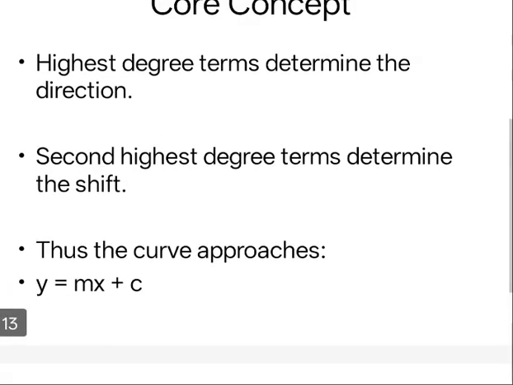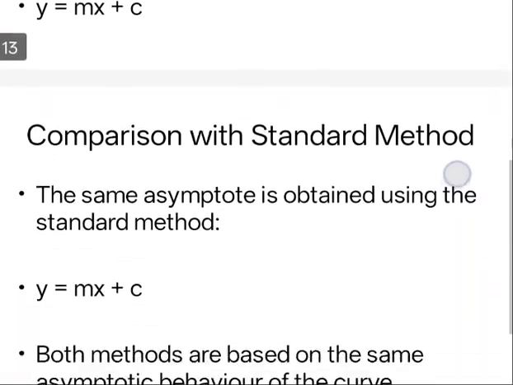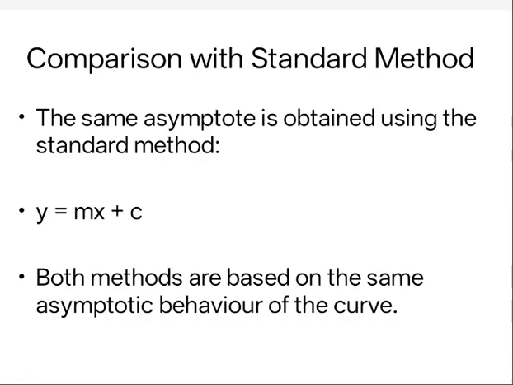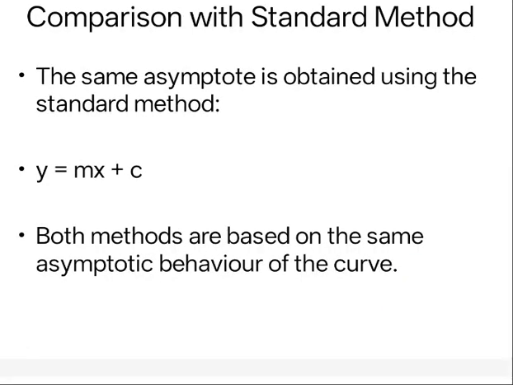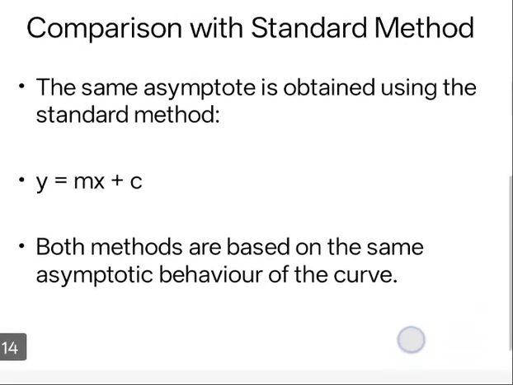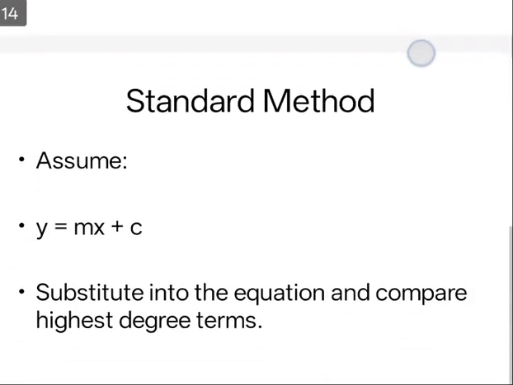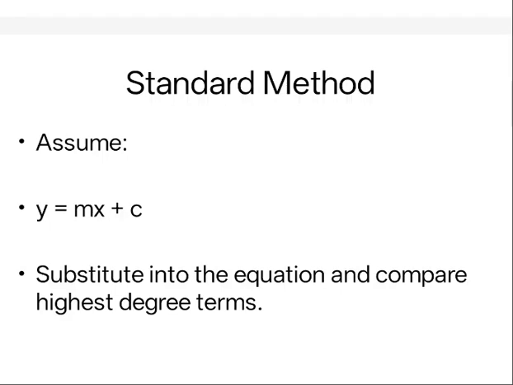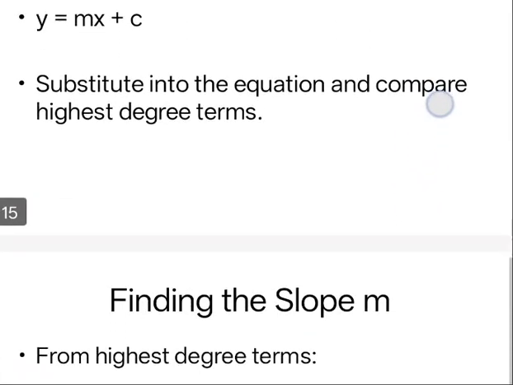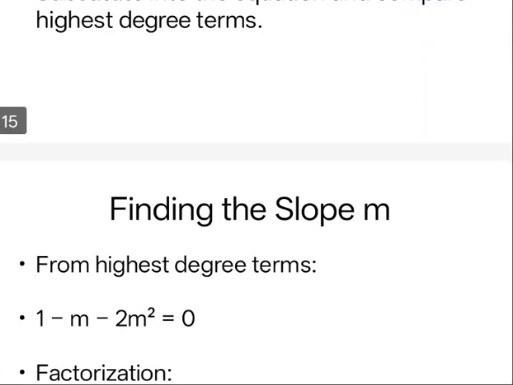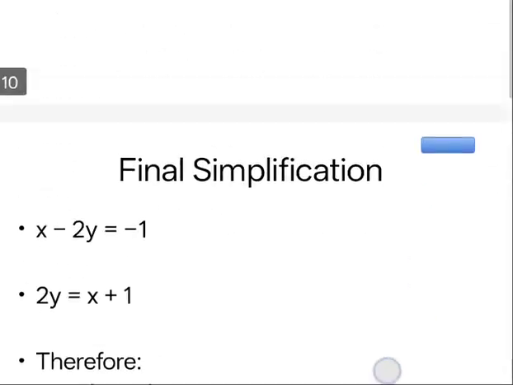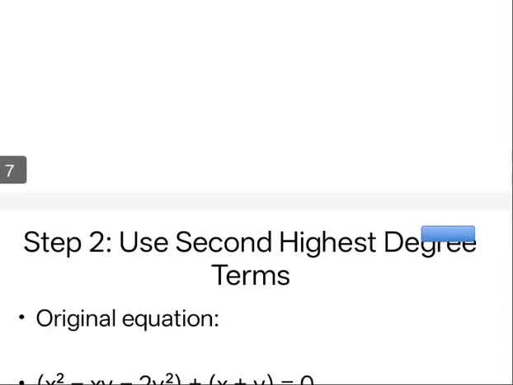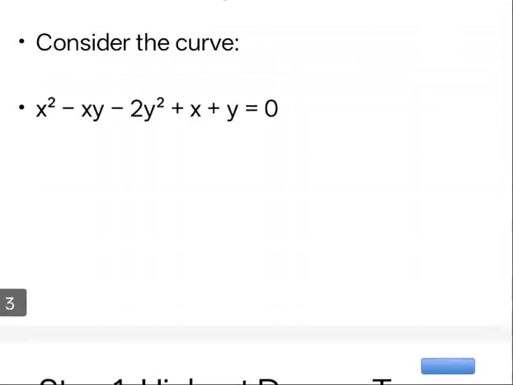As I told you, but by directly another method, a second method, the same asymptote is obtained by using the standard method also. What is that method? Let us assume y is equal to mx plus c is the asymptote. For that, we are going to substitute in the equation and compare the highest degree terms. See, after substitution, from the highest degree terms, what happens? You can get the same curve. I am telling about this curve only.